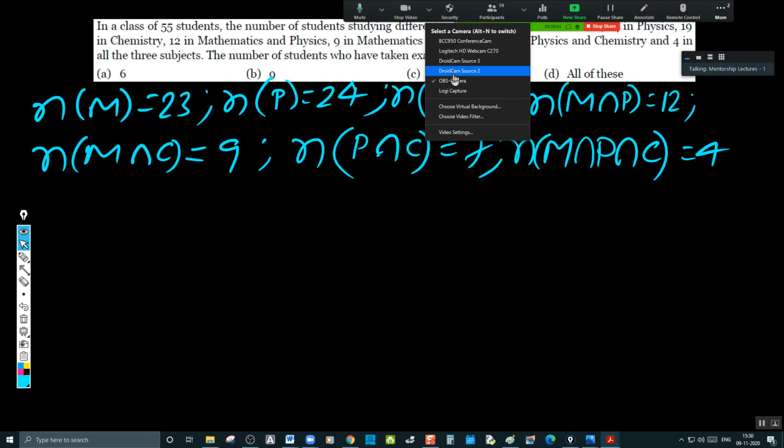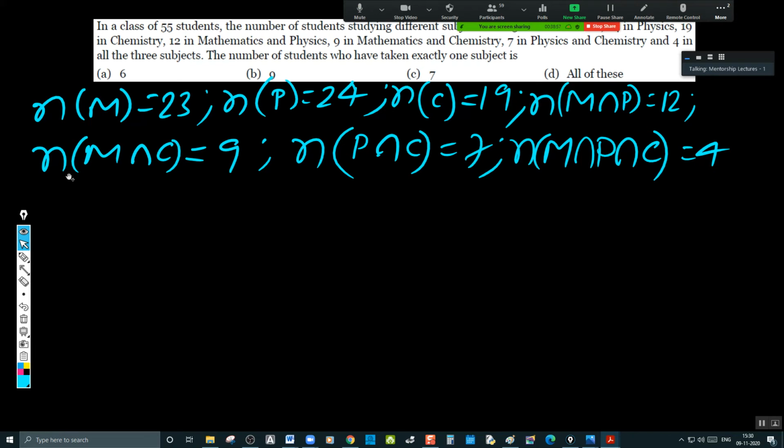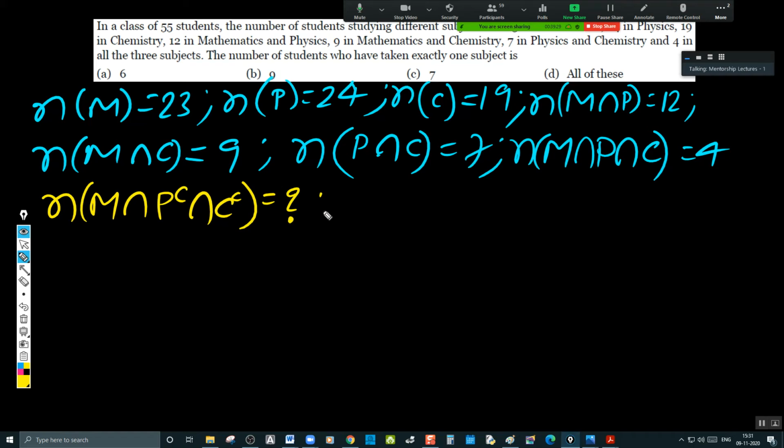What is it that we need? The number of students who have taken exactly one subject. That means, what is it that we need? Just understand the notations, please. He must take only M, so M intersection P complement intersection C complement is needed. Similarly, N of M complement intersection P intersection C complement. Question mark.